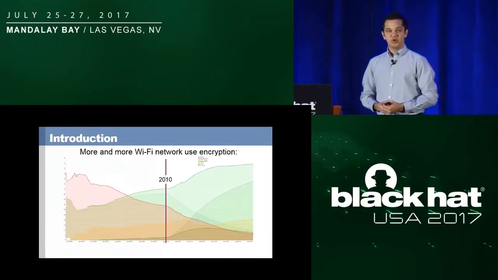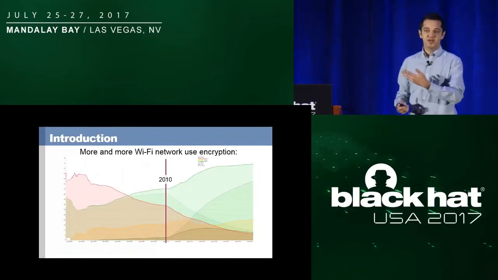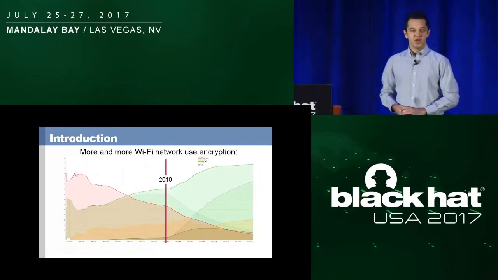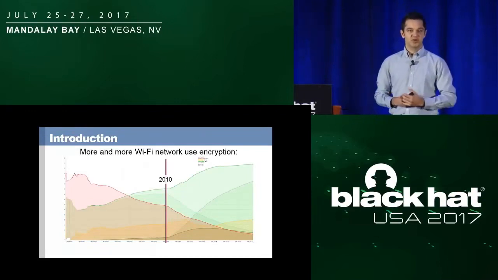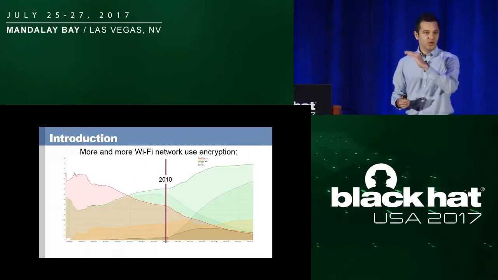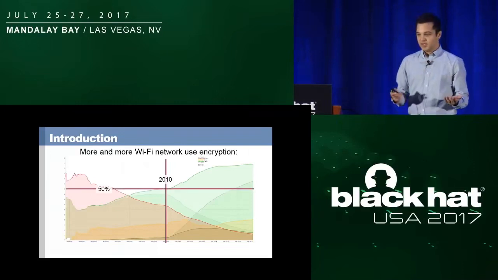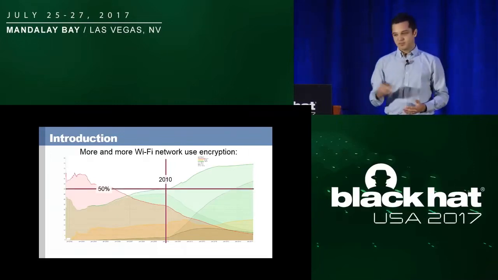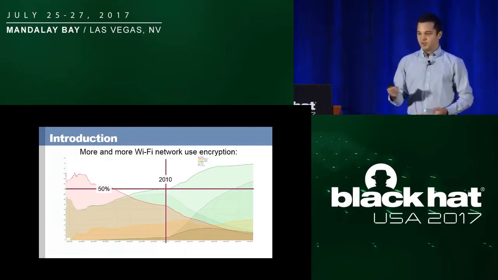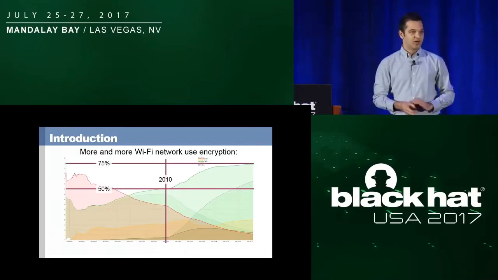We see that lately more and more Wi-Fi networks are employing encryption. For example, in the graph here, you can see that in 2010, nearly half of all networks were using wireless encryption. The green line at the top is the amount of networks that employ some form of encryption. If we then look at the beginning of this year, around 75% of all wireless networks were using some form of encryption.